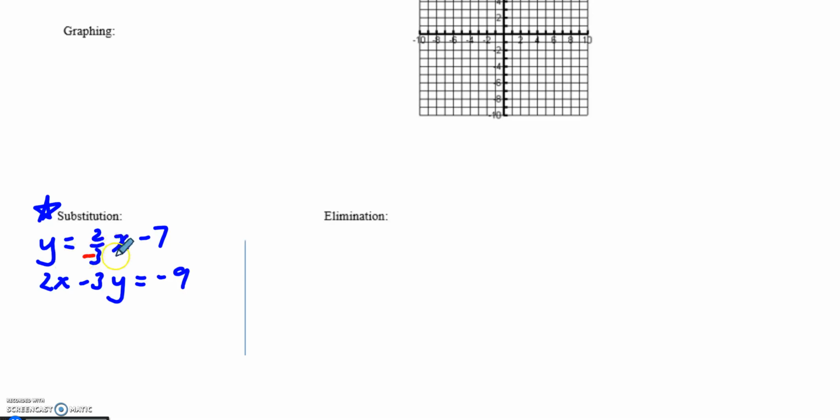So because I know that y is equal to 2/3 x minus 7, I'm going to take all of that and put that in for y. So I would have 2x minus 3, but now instead of y, I would have 2/3 x minus 7 equals negative 9.